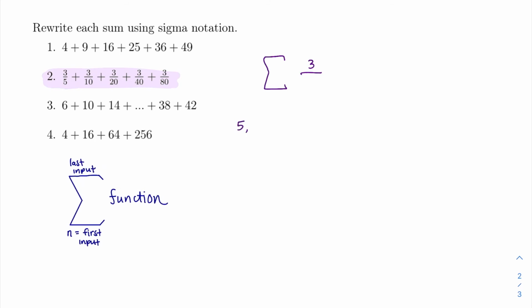And then I'm just looking at a pattern from 5, 10, 20, 40, 80. I can see that that's multiplying by 2, right? Times 2 each time.